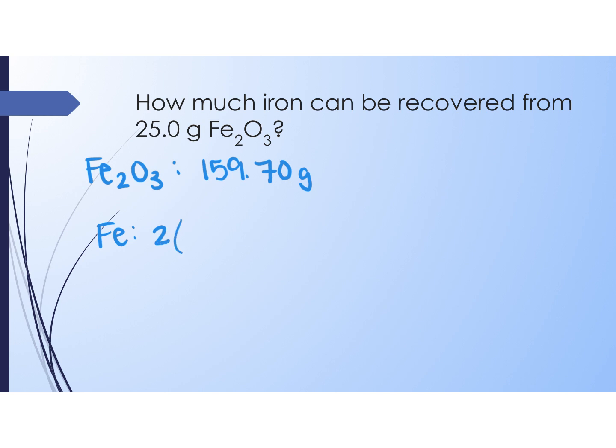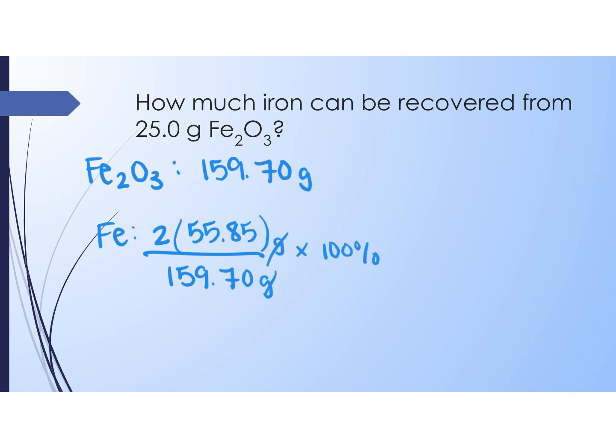55.85. Times what number? 2. Okay, so there's 2 irons in the compound, so you have to multiply by 2. And then what number are you going to divide it by? 159.7. Good. Okay, so what are we getting for the percent of iron? 69.94% iron. Do y'all agree with that?